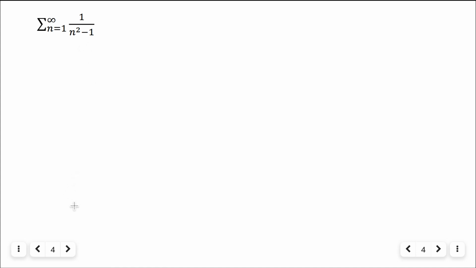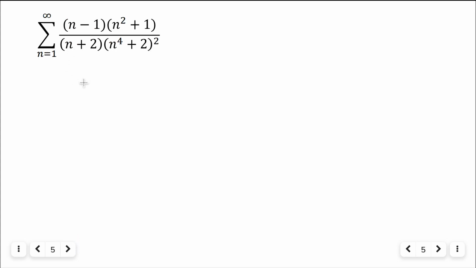So let's go right through this slide. We just did it on the previous slide. All right, let's try this one. This is a little more complicated. It's the sum from n equals 1 to infinity, n minus 1 times n squared plus 1 over n plus 2 times n to the fourth plus 2 quantity squared.